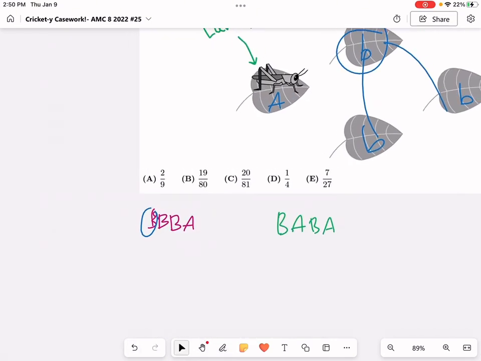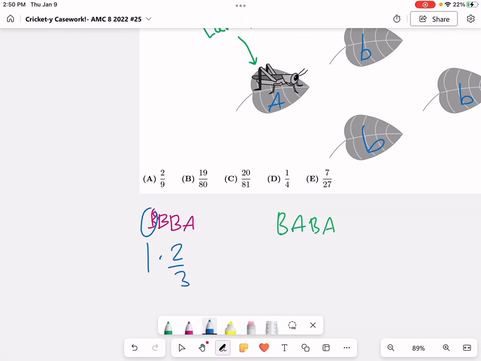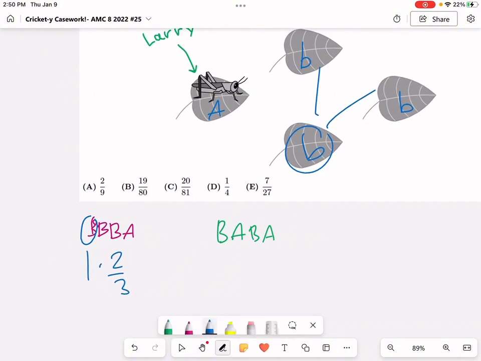Okay, now let's go back here. What is the probability it has to go to an A leaf? Well, Larry has to go to a B leaf first, because he's already on an A leaf. And then a B leaf again, that's going to be 2/3. Let's say he goes to this one. He can either go to this one or this one. 2/3. And then the same 2/3 again. And then going to A, let's say he ends up on the last B leaf here. On this leaf, there's a 1/3 chance of going to A. So 1/3. Okay, then next case, B, A, B, A.